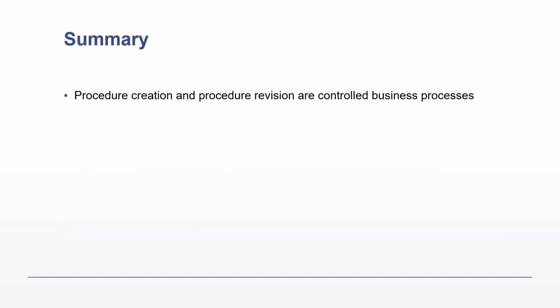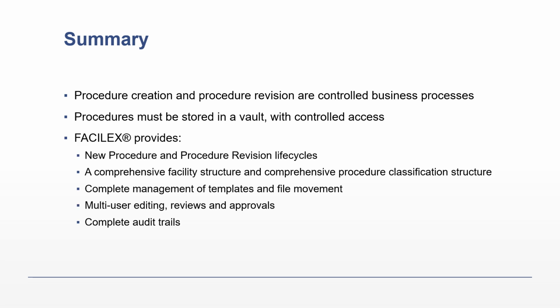So let's summarize what we've discussed today. Procedure creation and procedure revision are controlled business processes. Procedures must be stored in a vault with controlled access. FACILEX provides new procedure and procedure revision life cycles, a comprehensive facility structure and comprehensive procedure classification structure, complete management of templates and file movement, multi-user editing, reviews and approvals, and complete audit trails. And finally, a normal user would find use of the application to be very, very easy.